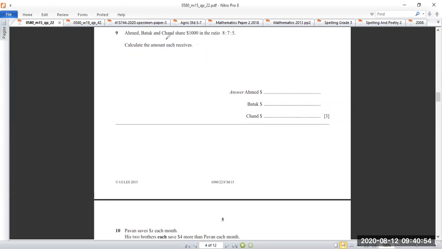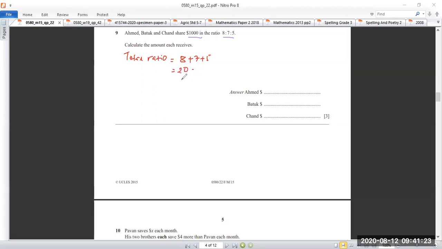Now we have Hamed, Batuk, and Chad. They share 1,000 in that ratio. So calculate the amount each received. This is a very simple one. So the first thing we find is the total ratio. Total ratio is equal to 8 plus 7 plus 5. And this gives you how much? This gives you 20.